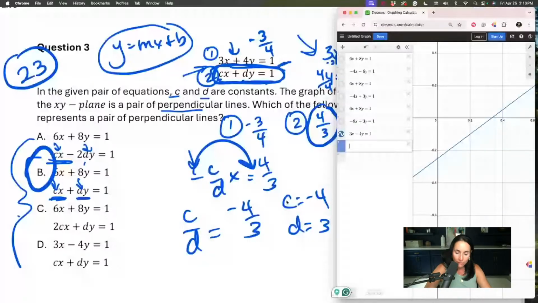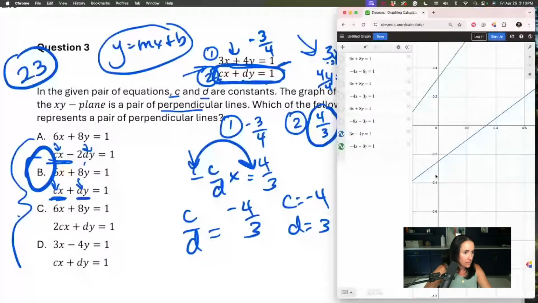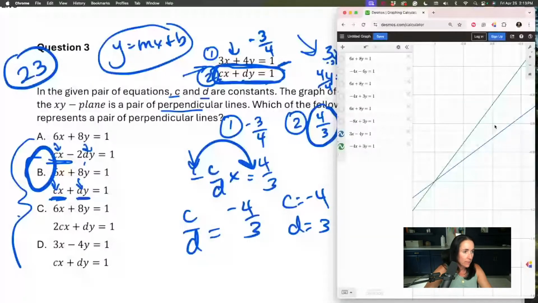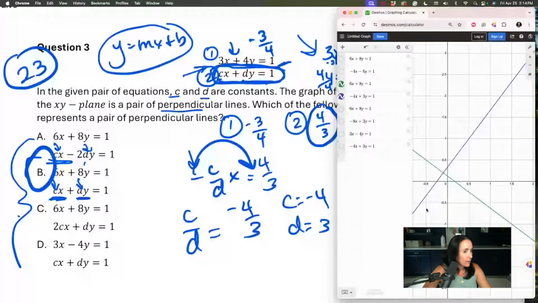Cx, so C is negative 4, negative 4x plus dy plus 3y, because d is 3, equals 1. And I can already see these are not perpendicular. No. The ones that are perpendicular are 6x plus 8y equals 1, negative 4x plus 3y equals 1. There it is, and that's going to be B.